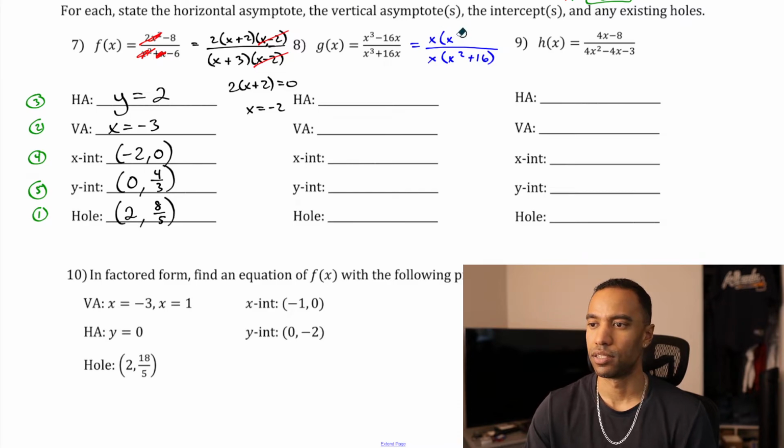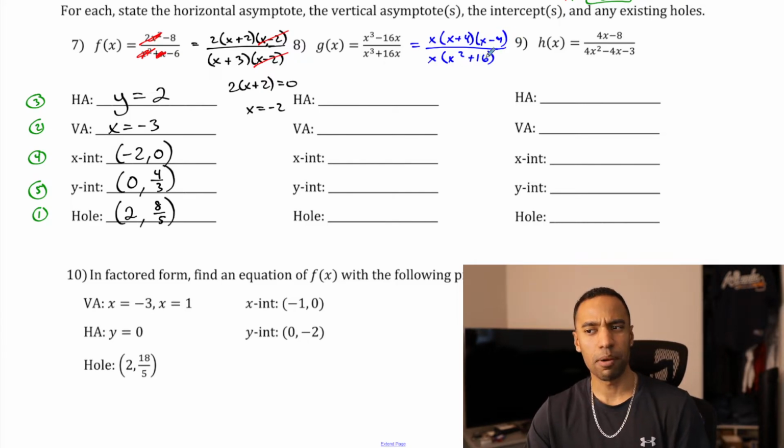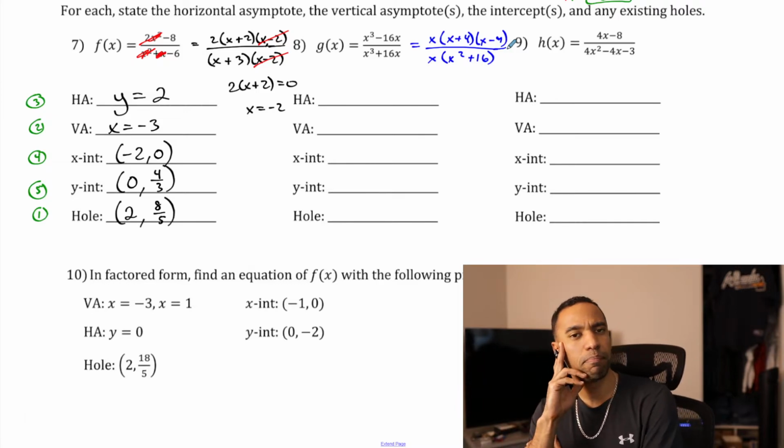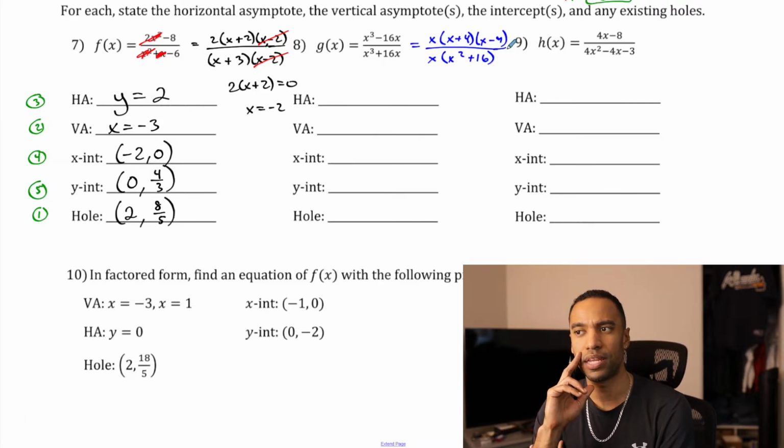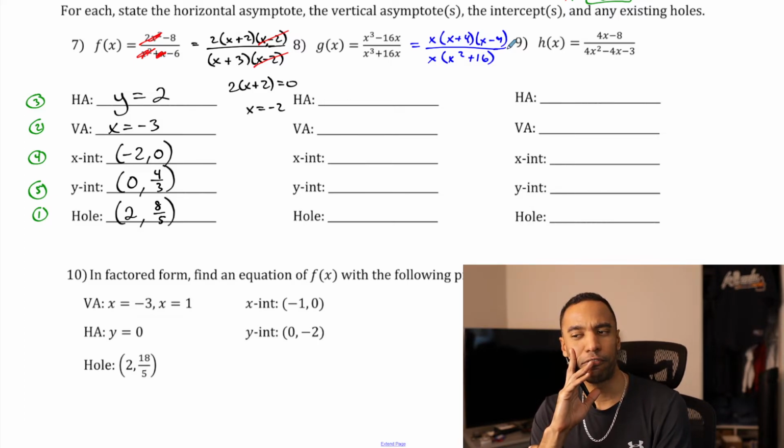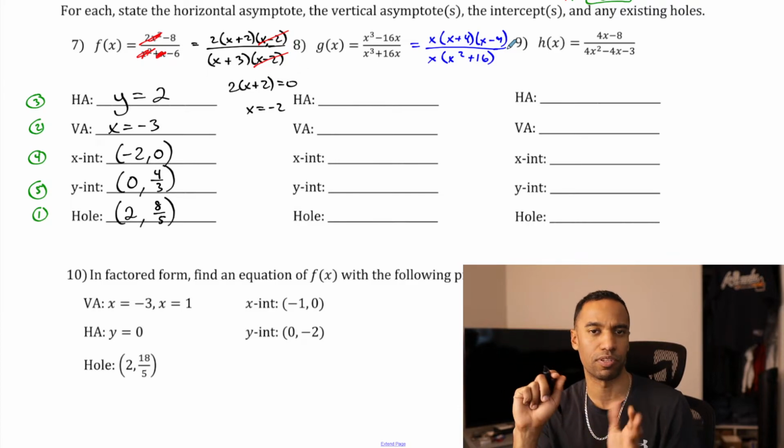Wait a second. This is going to become x plus 4 times x minus 4. The bottom, however, is a sum of two squares, and it's named so as to hint to you that it's not factorable. X squared plus 16 doesn't turn into x plus 4 times something.